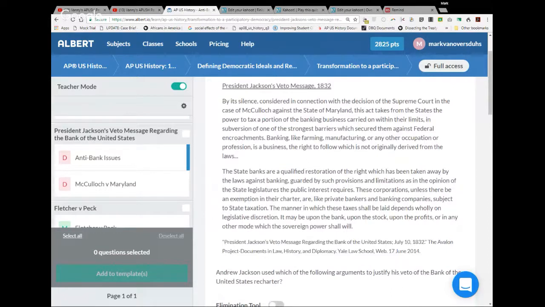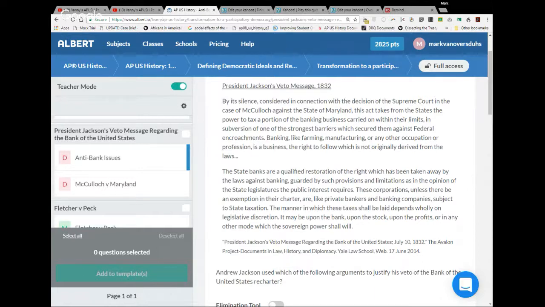Veto message, 1832. By its silence, considered in connection with the decision of the Supreme Court in the case of McCulloch against the state of Maryland, this act takes from states the power to tax a portion of the banking business carried on within their limits, in subversion of one of the strongest barriers which secured them against federal encroachments. Banking, like farming, manufacturing, or any other occupation or profession, is a business, the right to follow which is not originally derived from the laws of the Constitution. The state banks are a qualified restoration of the right which has been taken away by the laws against banking, guarded by such provisions and limitations as in the opinion of the state legislatures the public interest requires.